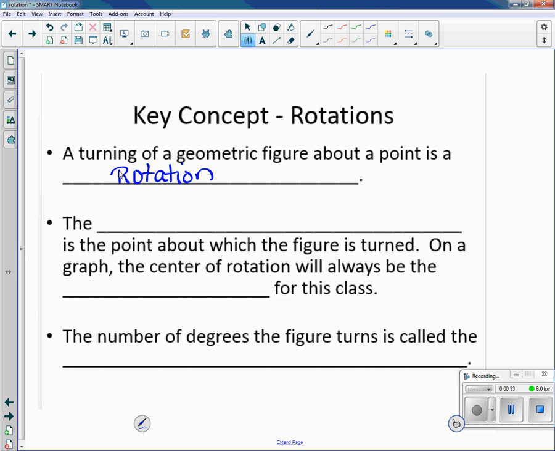The point of rotation is a point about which the figure is turned. On a graph, the center of rotation will always be the origin for this class, or (0, 0). The number of degrees that a figure turns is called the degree of rotation.